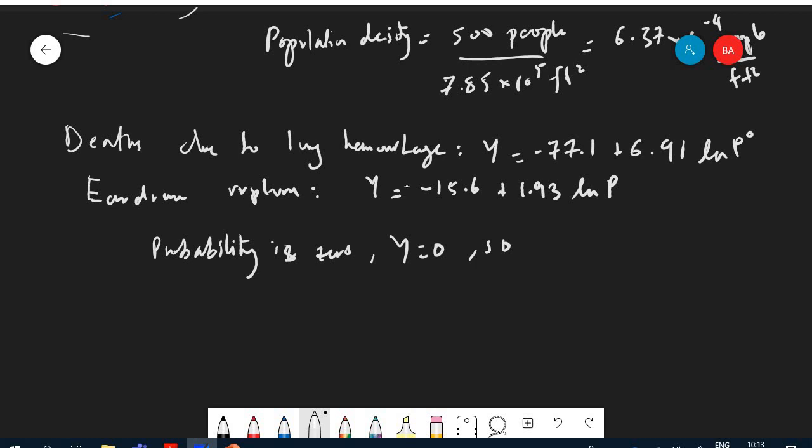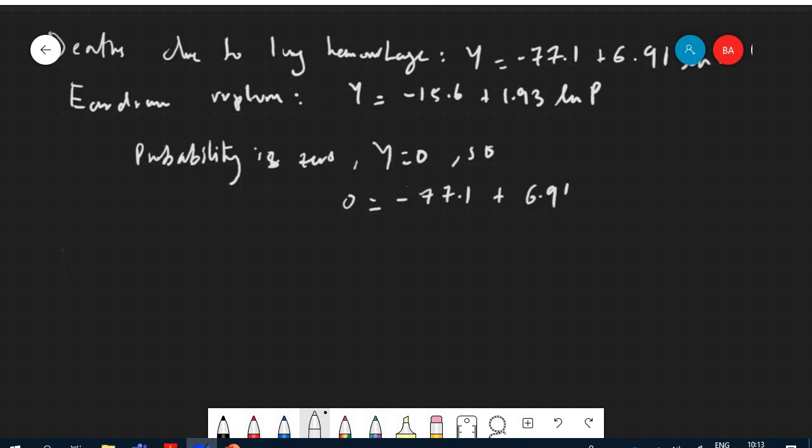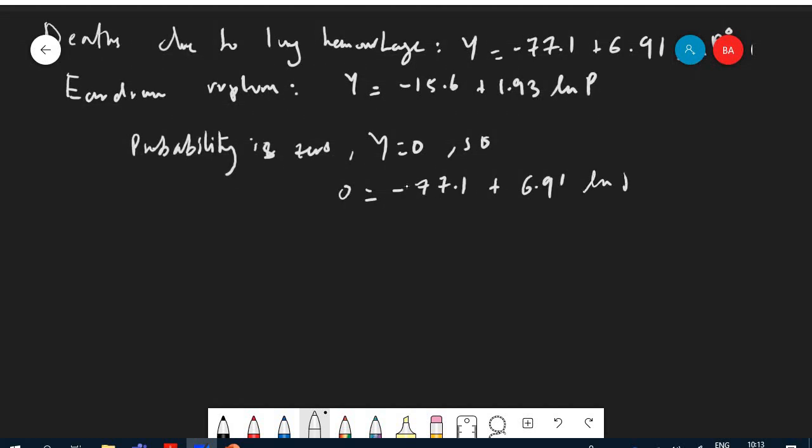So when you calculate the overpressure, 0 is equal to minus 77.1 plus 6.91 ln P naught. What I'm going to have here, you are going to find that P naught is equal to 10.17 psia. So that is the overpressure that I would have at probability equal to 0.